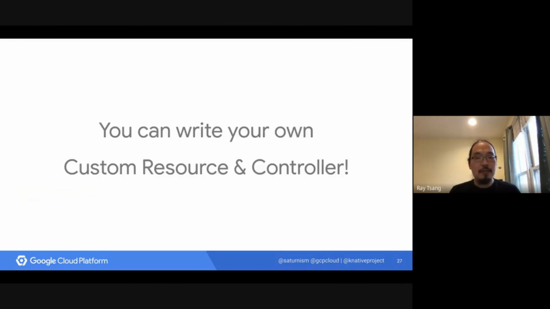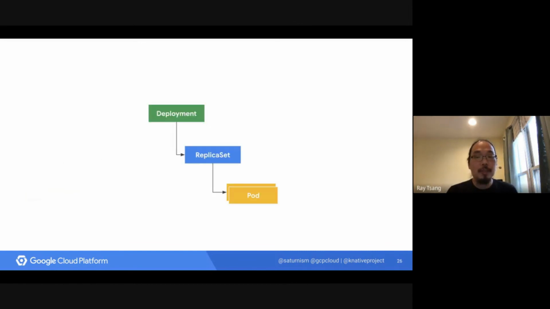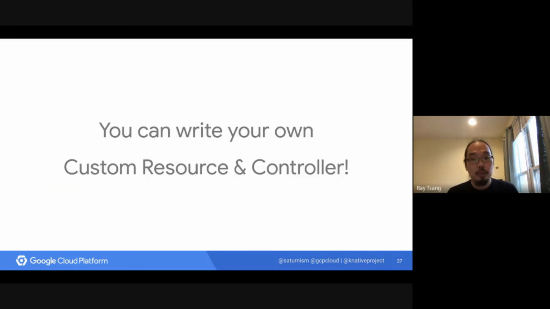Okay, and the beauty of this is that you can actually write your own resources and controllers. So rather than just dealing with deployment, you can create anything you want, right? And you can write your own controllers to automate this process as well. And ultimately, you can have the pod. And this is actually how all the operators work. And this is how Istio, the service mesh, works. And this is also how Knative works.